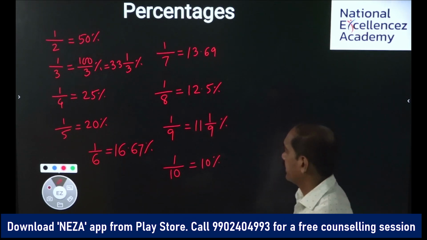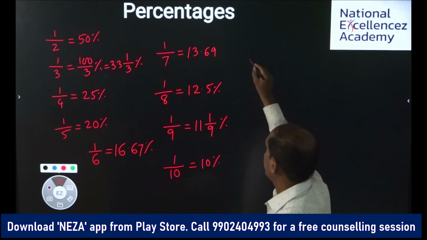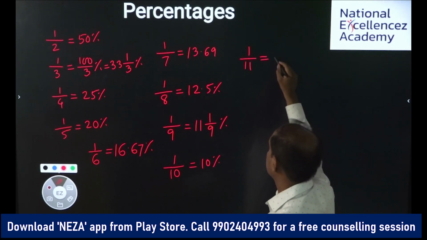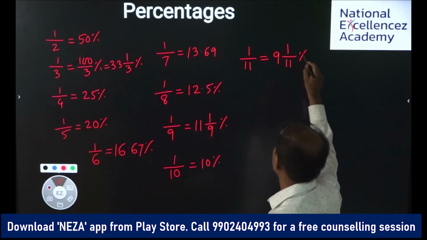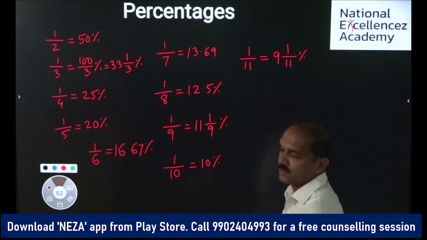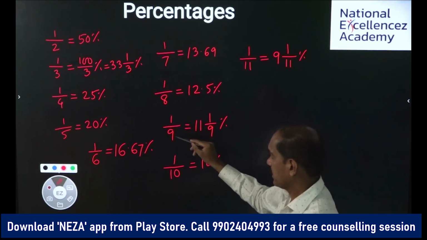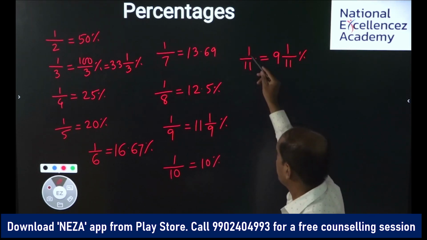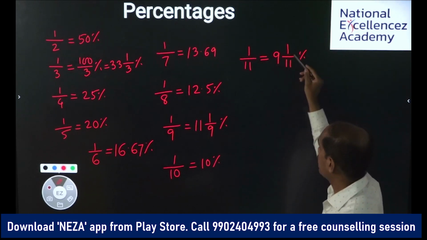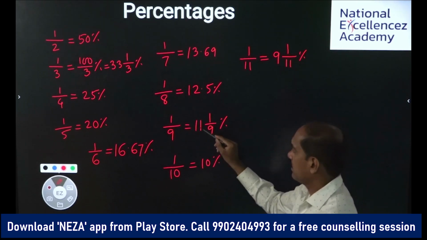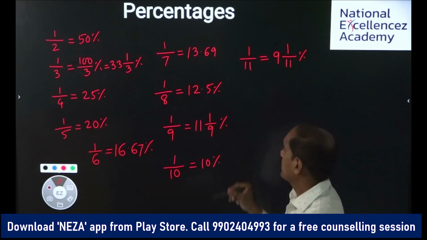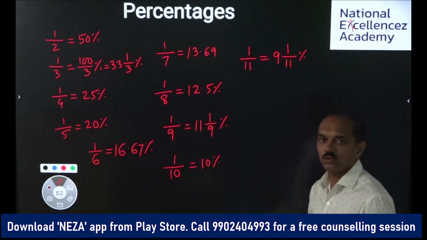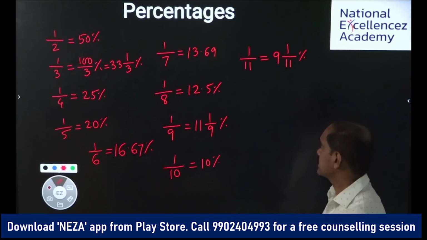Okay, you don't have to mug it up. Now 1 by 11 means 9 1 by 11%. See here, you will have to use some of the tricks to remember. When I write 1 by 9, it is 11 1 by 9. When I wrote 1 by 11, it is 9 1 by 11. Here 11 will come, there 9. 11 and 9, they will exchange. This is how we will have to use some of the tricks to remember these things.